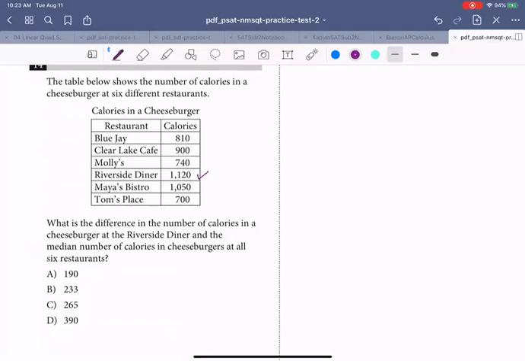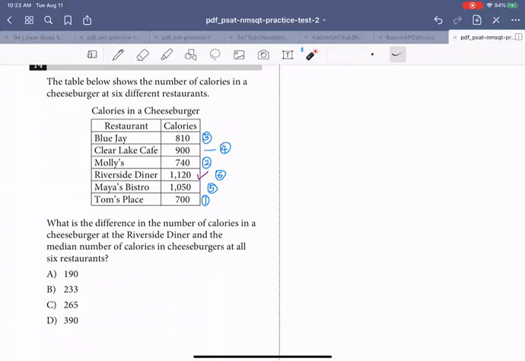Yeah, you want to look for the median number, right? Yes. It should be C. Okay, so what is the median value? The median is 900 and 810. You want to do the average.